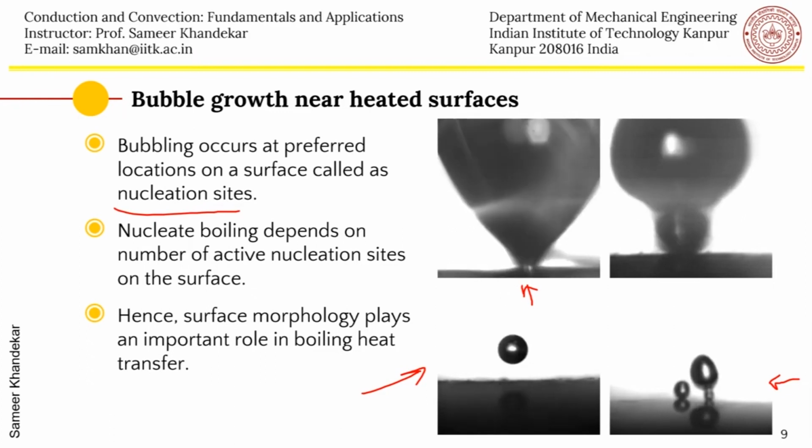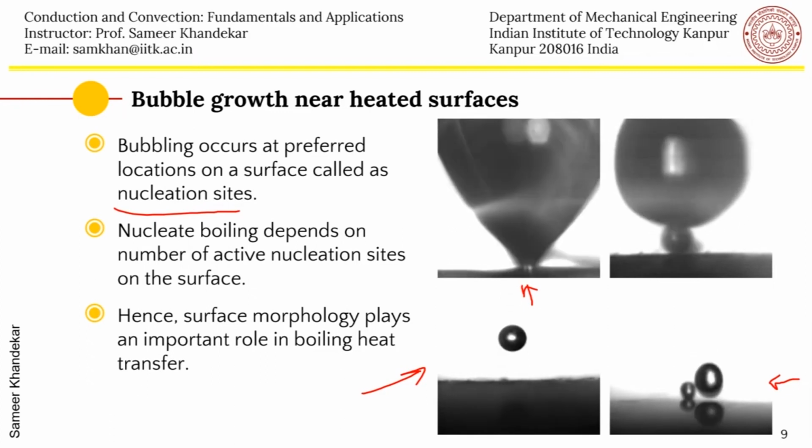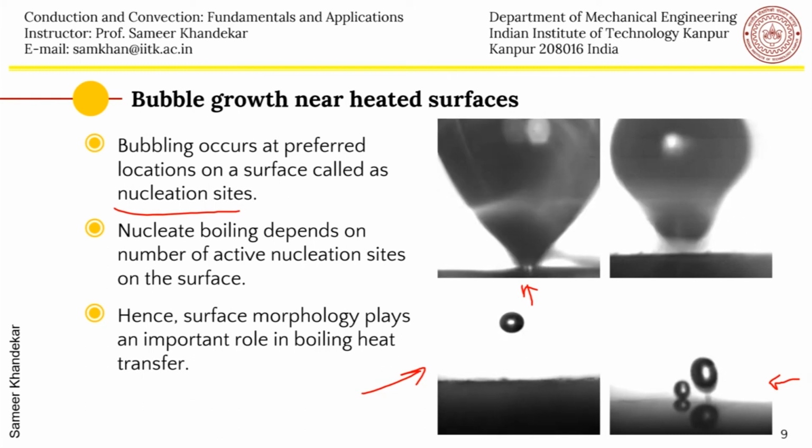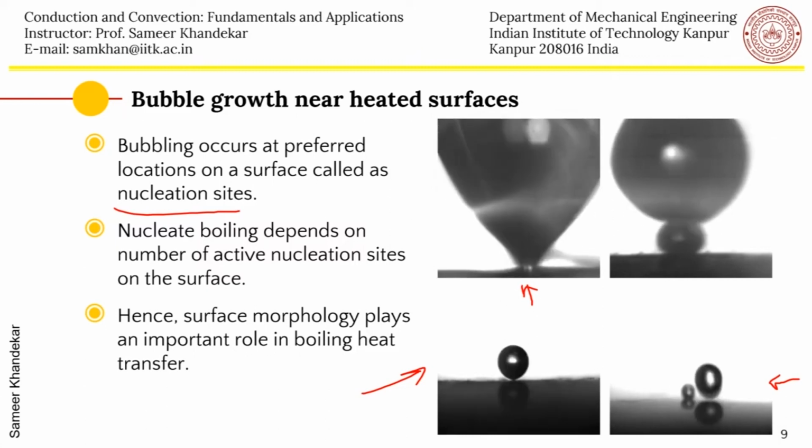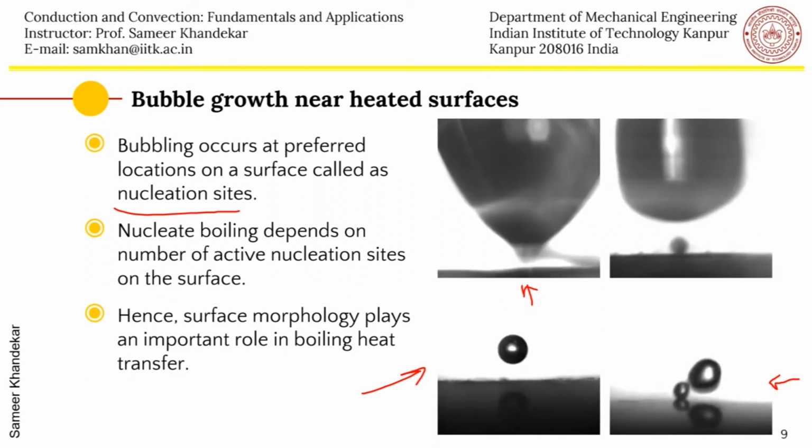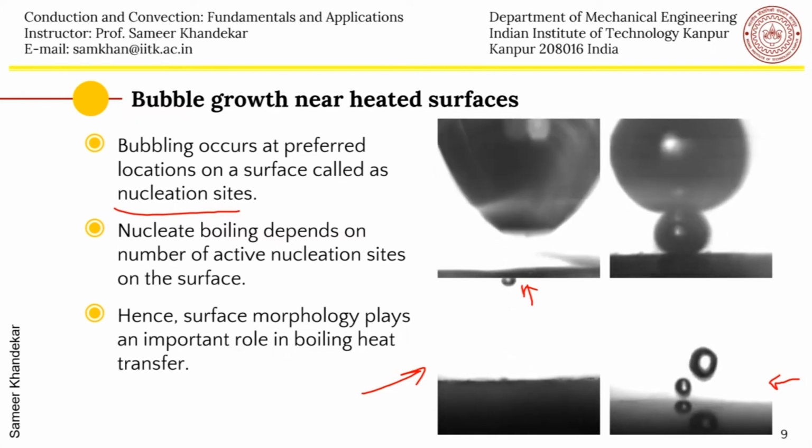So therefore, the type of surface, whether it is smooth or rough or what type of cavities it has, will depend on such type of surface morphology. So therefore, surface morphology plays a very important role in boiling heat transfer. As we will study, these particular nucleation sites have a... how will a site become active?